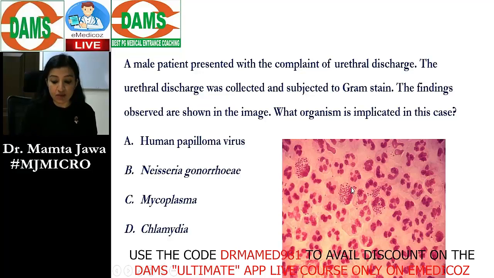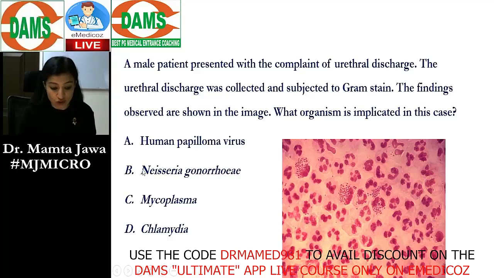Remember, all cocci are not spherical, but I think this much info is enough in this question. You are seeing something gram negative, which is definitely not a rod, and they're very tiny and looking like spheres, so they are gram negative cocci and they are present both inside and outside the neutrophils. Now option A is human papillomavirus. Can you see viruses in gram stain? No. So very simple to rule out. Option A is not the answer.